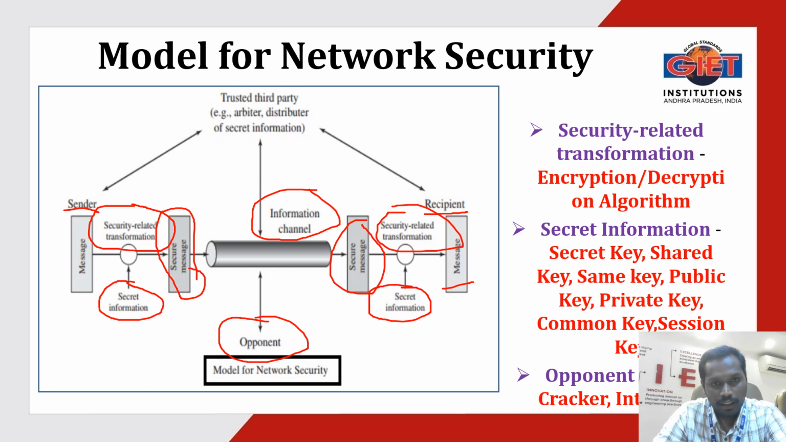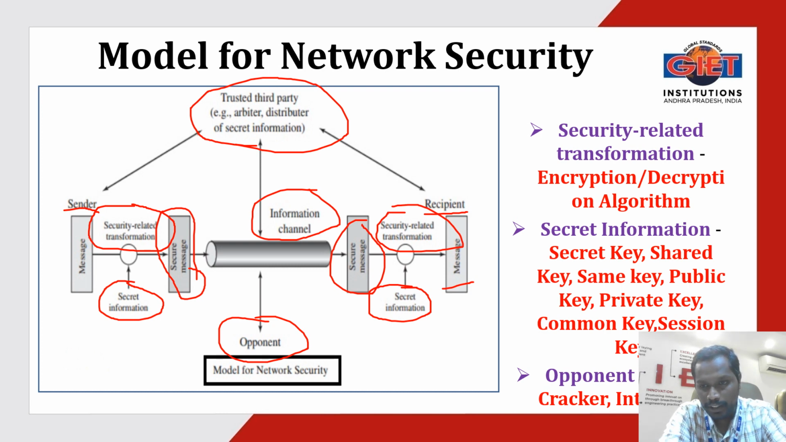One more important terminology here is trusted third party. The secret information that is shared between sender and receiver, the trusted third party will take care of this duty. The trusted third party is an arbitrator or distributor, those who take care of distributing the secret information among sender and receiver. So I hope the overall concept of the model for network security is clear.